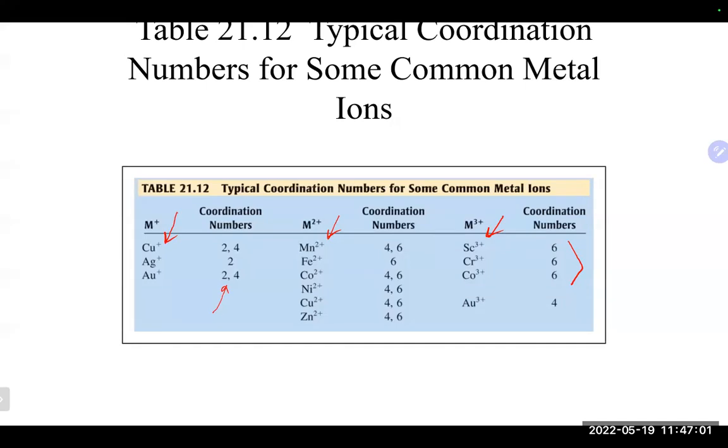Again, the larger the positive charge, the more electron deficient it is, which means it's going to be able to accept more ligands being attached to it than something with a smaller positive charge that is not as electron deficient. Any questions on that?